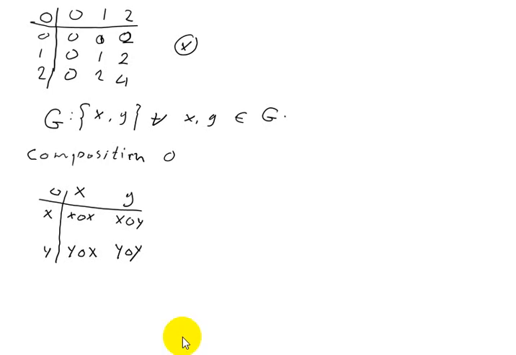Now what are the properties of this structure, of this table? We study this. Number one, closure. Any table in a group must be closed. This is here and here and here and here. This is closure. It's clear for closure.